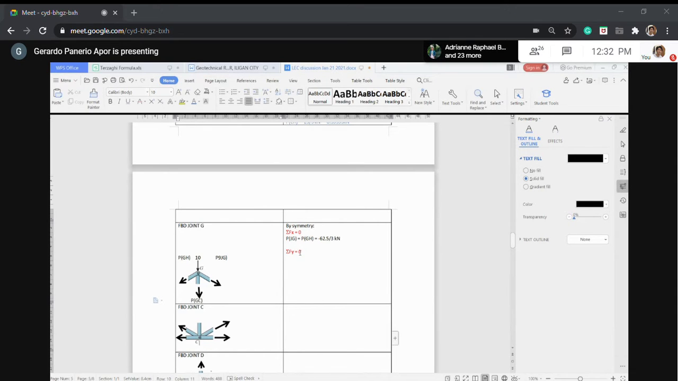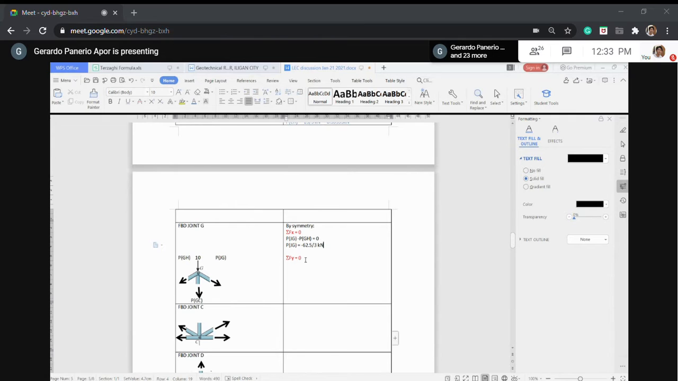So strictly, if I'm going to use the equation above, this will be PGG minus PGH is equal to 0. That's the equation. And this one is PGG. And there we got PGG is equal to minus 62.5 divided by 3 kilonewton.